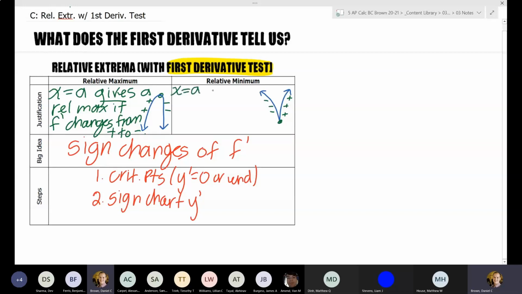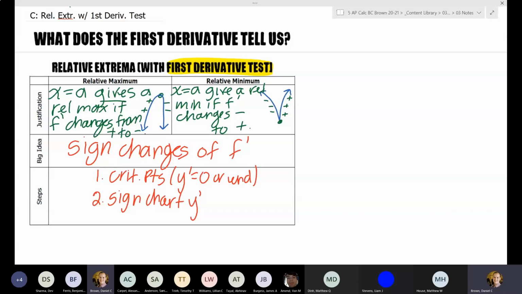Likewise, x equals a is going to give a relative minimum if f prime or y prime, whatever you want to call it, changes. So you have to go down first and then up. So it changes from negative to positive, and that's going to give you a relative minimum.